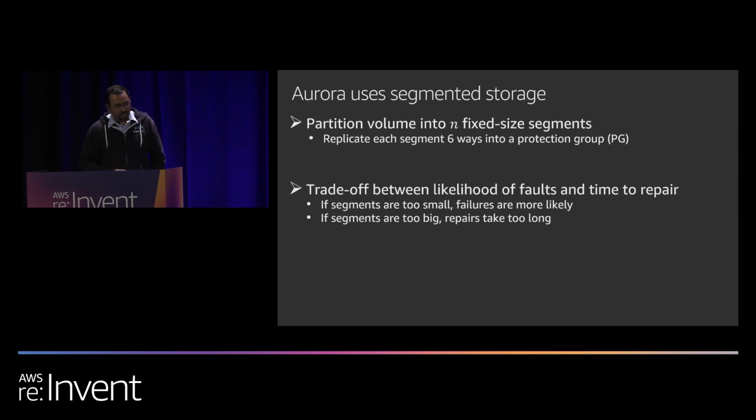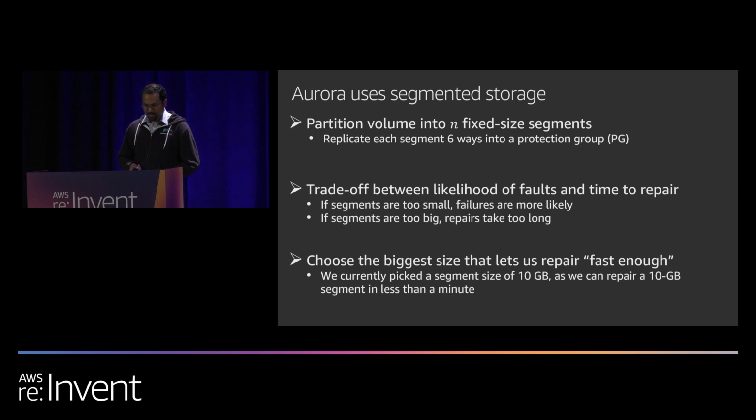So now the question is, how big should these segments be? If it is too small, you're just going to have too many of these segments, so the failures are more likely. If you have it too big, the repairs are going to become long. So we experimented quite a bit, and then we settled on 10 GB as a size, and we can replicate a 10 GB segment within a minute. So how do we do repairs? Let's go through that.